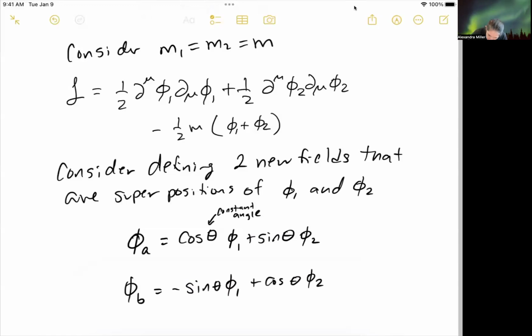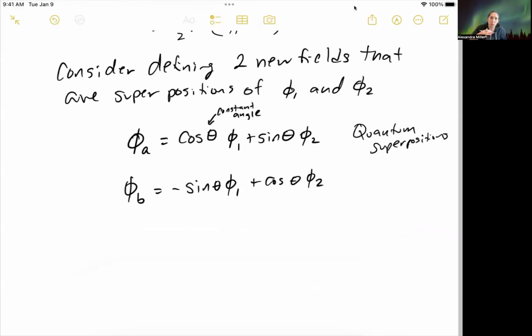So these are quantum superpositions. Hopefully you've at least learned some about the idea of quantum superposition in your modern physics class, or certainly if you've taken a class in quantum mechanics, you should have learned about it. And when I'm talking about superposing these fields, it is like a quantum superposition. In particular, this is called a field rotation. I'm rotating between phi 1 and phi 2, and I'm just defining this new field, which is a quantum superposition of my two original fields.